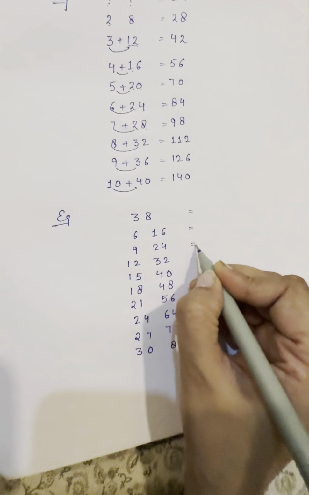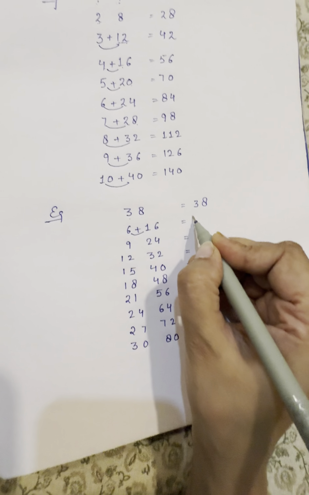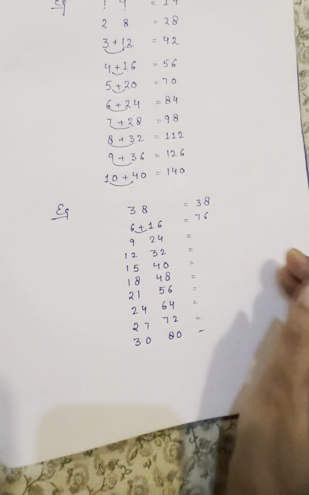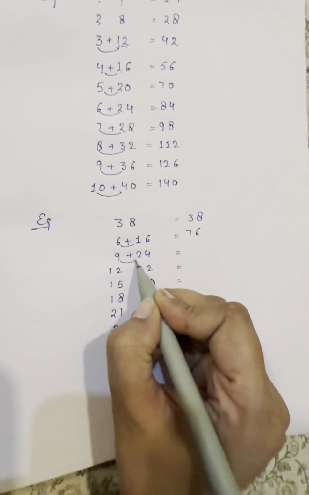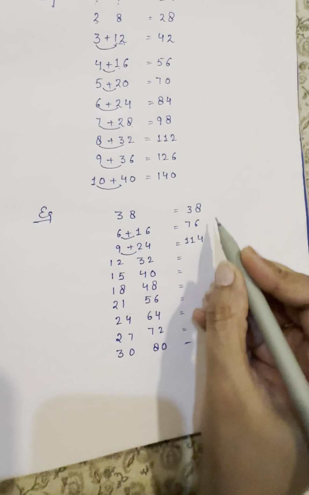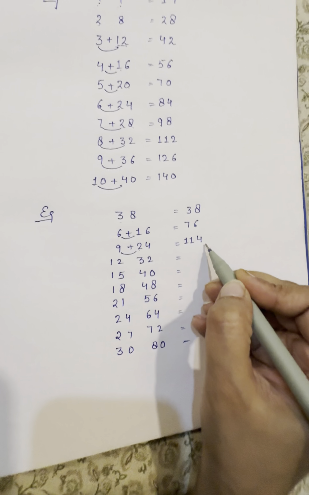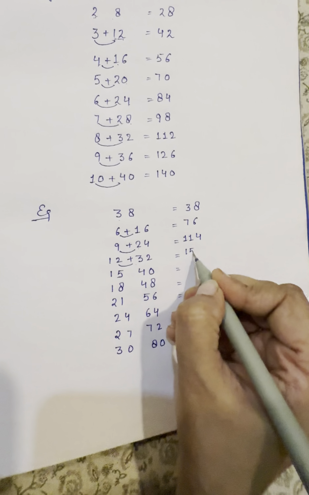Now we have to make the table for 38. Very simple. First two digits are single. We will write in the same manner. 38 ones are 38. Now 6 plus 1, 7 and 6. I hope it is very clear to everyone. Now can you please tell me 9 plus 2, 11 and 4. So 38 into 3 is 114. Now can you please tell 12 plus 3, 15 and 2.